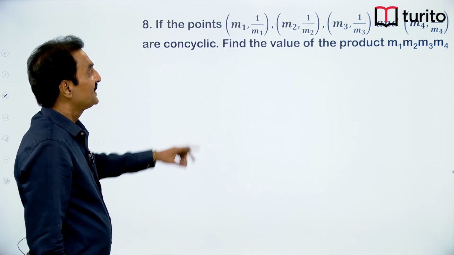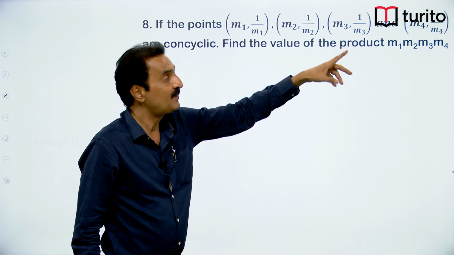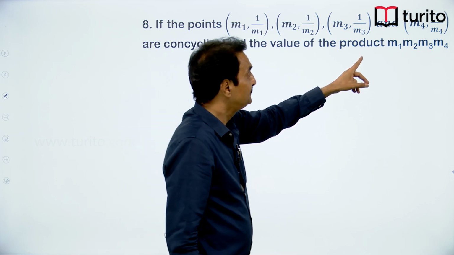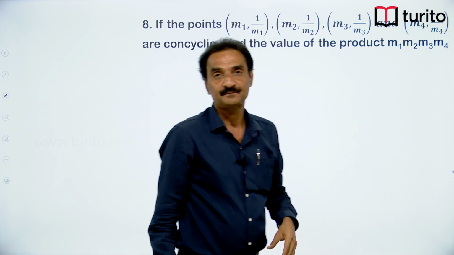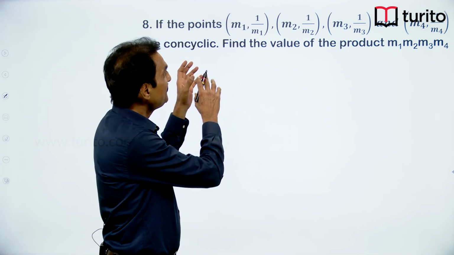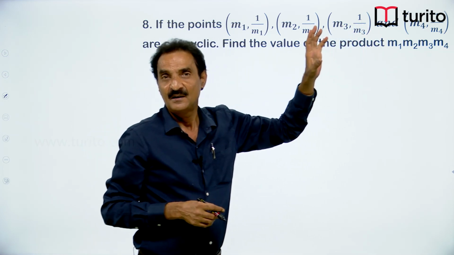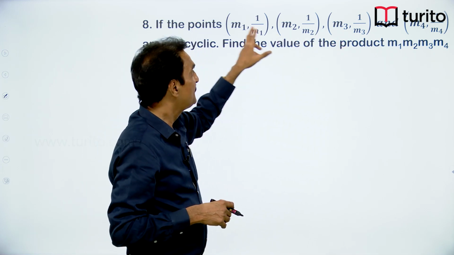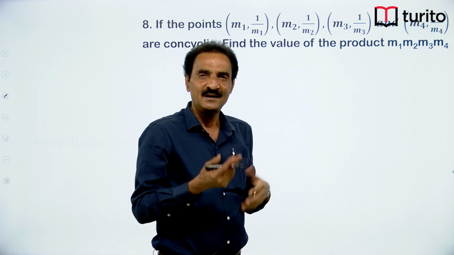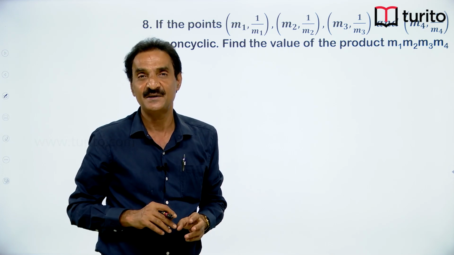If the points (m1, 1/m1), (m2, 1/m2), (m3, 1/m3), (m4, 1/m4) are concyclic, find the value of the product m1 m2 m3 m4. In the previous class, we have solved one question. When four points are given, if they are concyclic, find some constant. You remember how we have solved? We found the equation of the circle passing through 3 points and substituted the fourth point in one method. In another method, we have used the property of cyclic quadrilateral, sum of the opposite angles is 180 degrees.